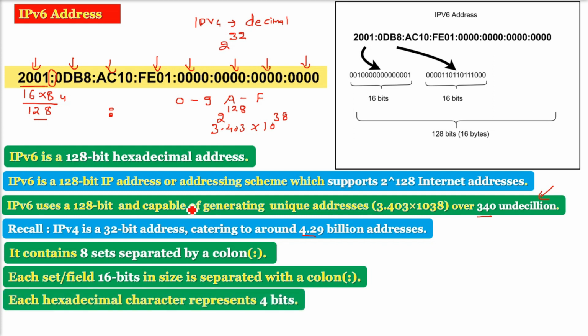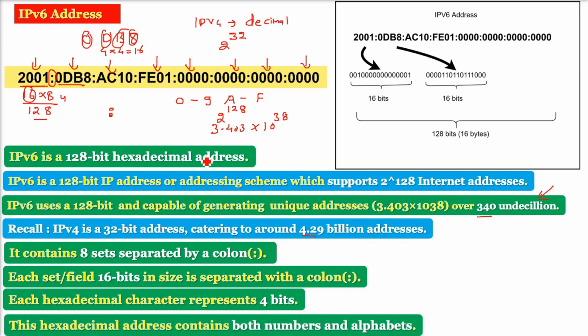Hexadecimal I already told you, and each hexadecimal character represents 4 bits. For example, 0, D, B, 8. This 0 will not be the letter O, it will always be 0. We just have A to F. So every one of D, B, 8, all these are 4 bits. We have 4 of them, and 4 times 4 bits are 16, so one group or one field or one set is 16-bit. Each hexadecimal is 4-bit. This hexadecimal address contains not only numbers, unlike IPv4, it has alphabets also. A to F we are employing.